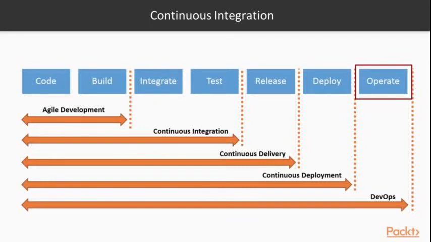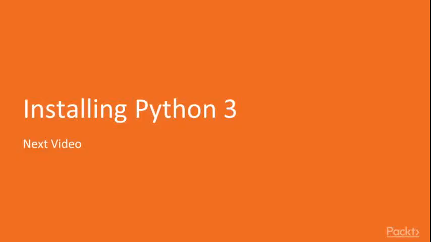And continuous integration is from the code phase to the deploy one. Operate is further, but it also can be automated using slightly different tools, but we will be looking at those tools in this specific course. In the next video, we'll be installing Python 3, which will help us with achieving our automation goals.